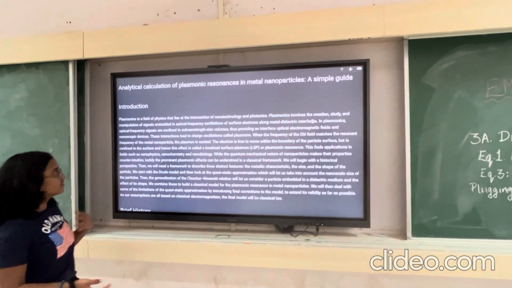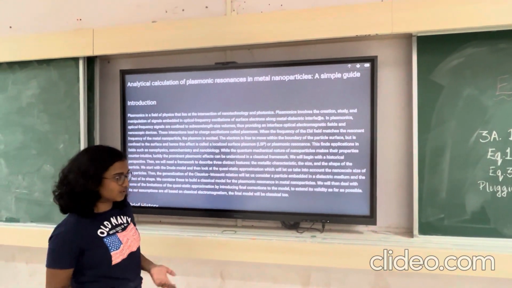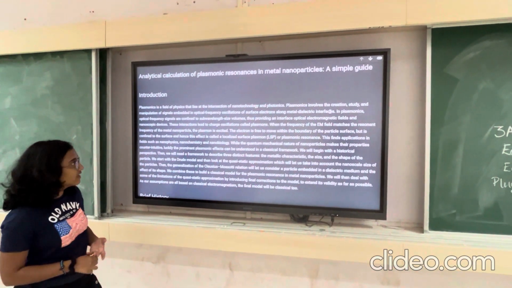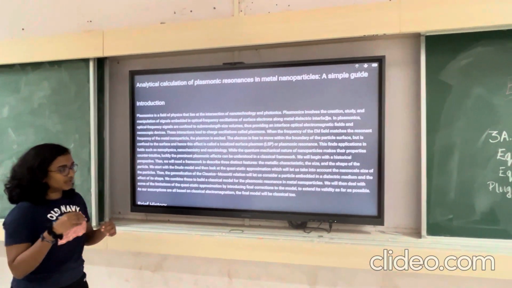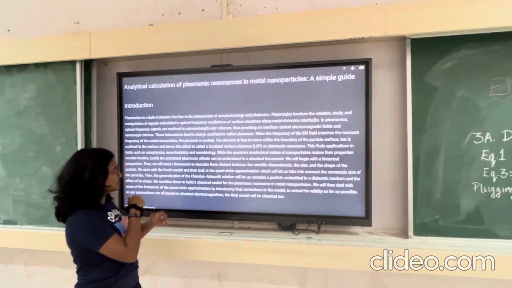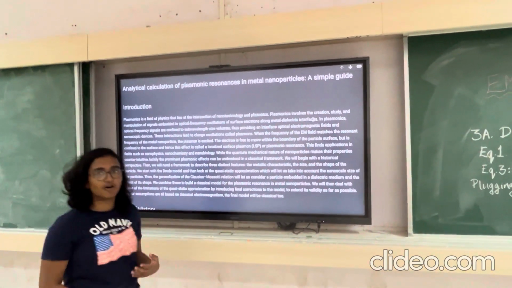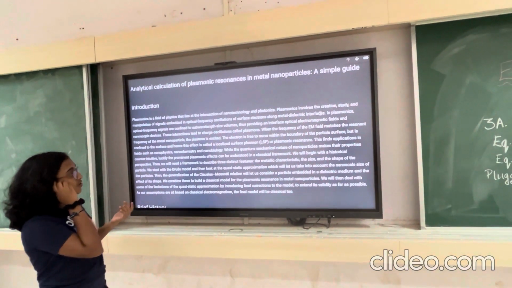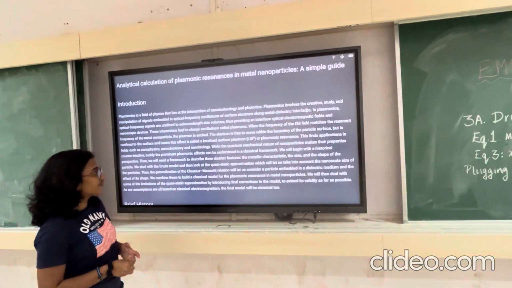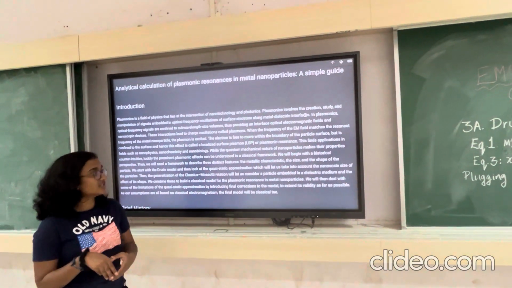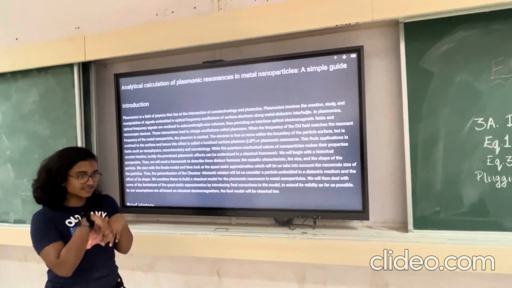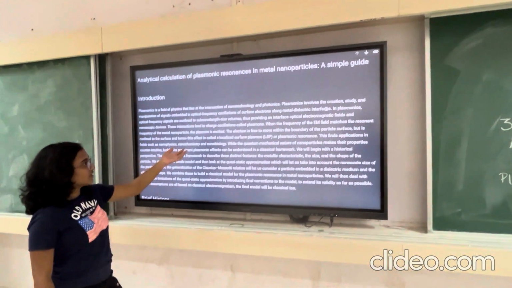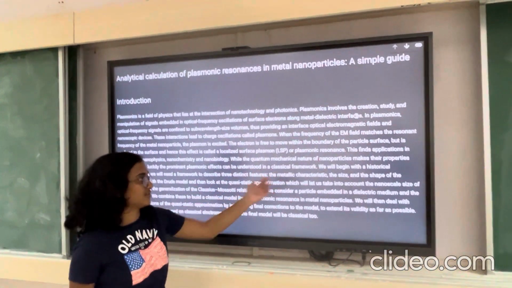These interactions lead to charge oscillations, which are called plasmons, and these plasmons are excited when the external electromagnetic field matches the resonance frequency of the nanometal or the nanoparticle. So the electron is free to move within the boundary of the particle surface, but it cannot escape the surface, and this is why this effect is also called localized surface plasmon or plasmonic resonance.